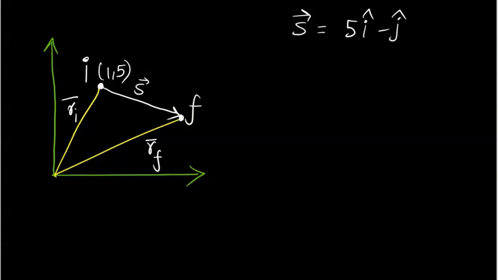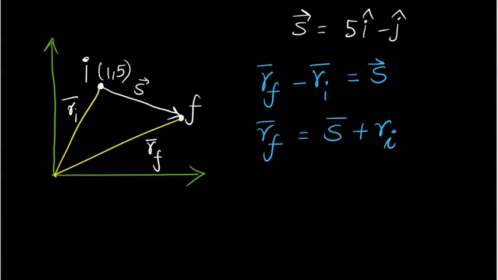Okay, we will do this again using the same formula, rf bar minus ri bar is equal to s bar. So this becomes rf bar is equal to s bar plus ri bar. Now from here you can see that rf bar can be written as s bar plus ri bar. So ri bar is, here I will write ri bar as i cap plus 5 j cap, because it has x component of 1 length and y component of 5 length. So this becomes ri bar plus s bar.